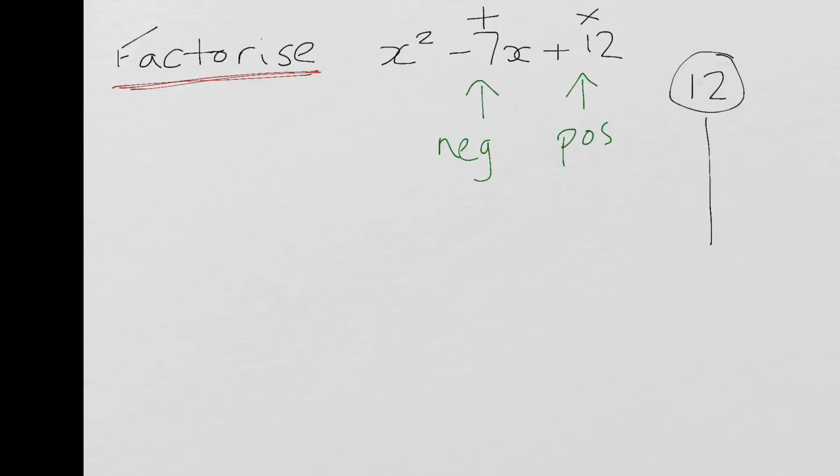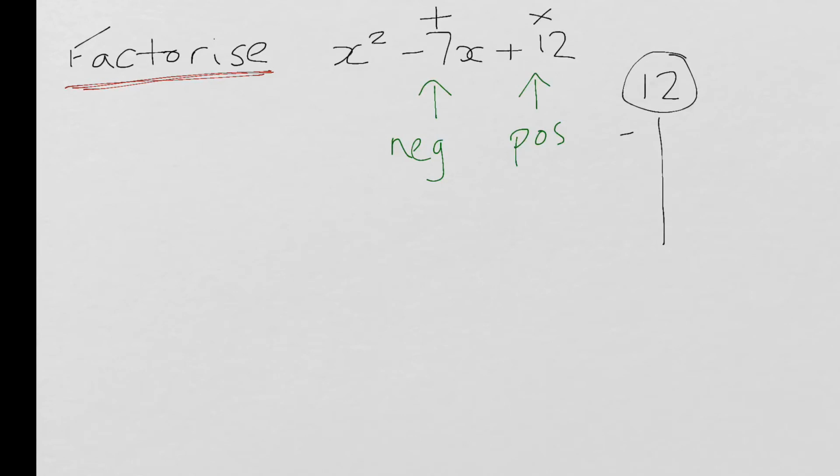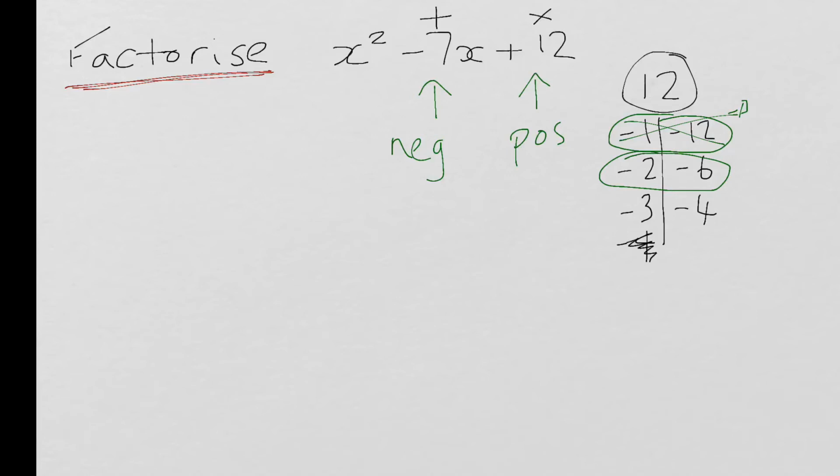When you think of two numbers that multiply to give you a positive but add to give you a negative, it follows that both of those numbers will need to be negative. So negative 1 with negative 12, negative 2 with negative 6, negative 3 with negative 4. Four means that I'm starting to repeat myself, so I can stop there. If I add these pairs up, minus 1 and minus 12 gives me minus 13, so it's not those. Minus 2 add minus 6 gives me minus 8, so it's not those. Minus 3 with minus 4 gives me minus 7. That's the same as what I've got here with minus 7x.